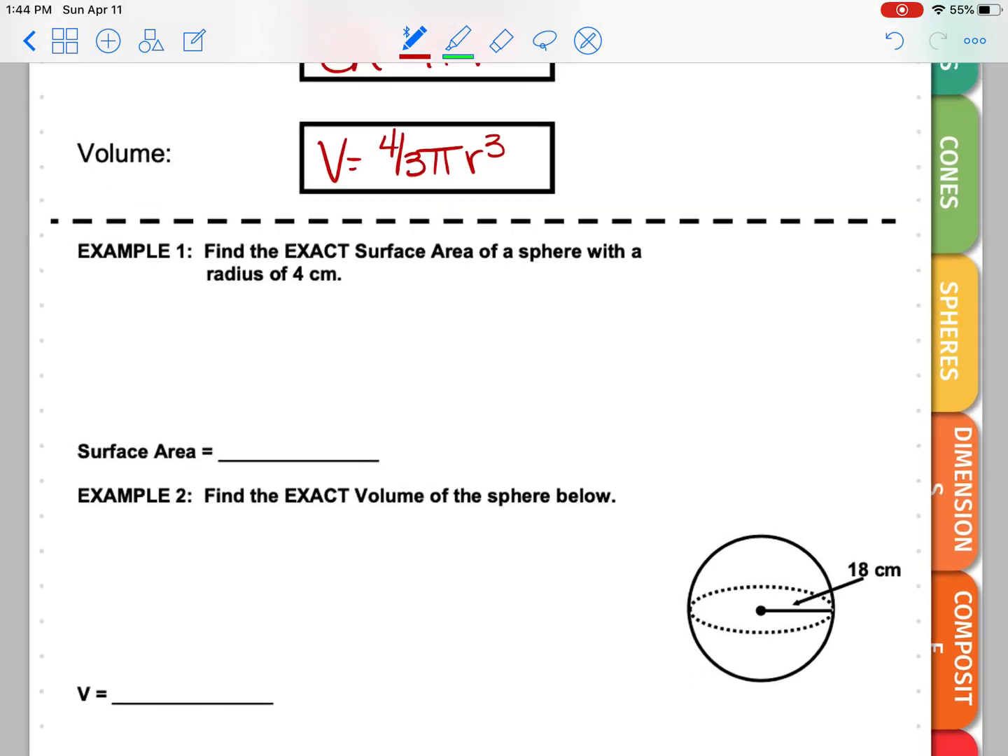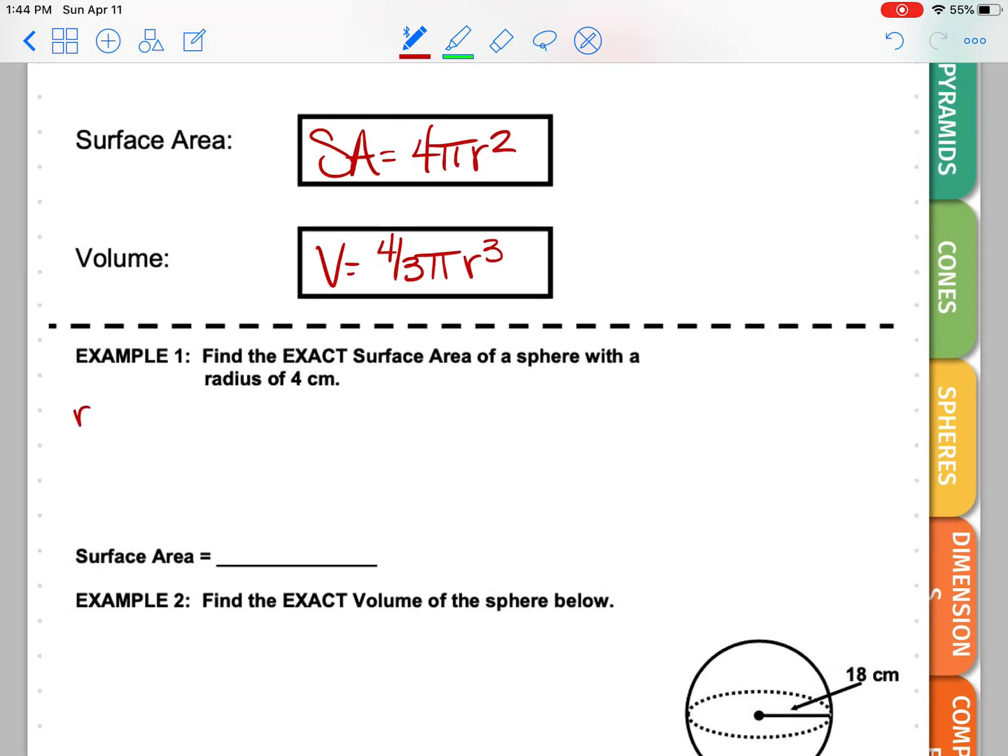All right, so let's look at the first one. Again, the only variable that you have to worry about is your radius. And if we read here, find the exact surface area of a sphere with a radius of 4. And they said exact, which means pi is going to be in our answer, not in the calculator. So surface area formula is 4 times pi times our radius squared, so 4 squared. So in your calculator, we would say 16 times 4 times pi. 16 times 4 is 64. 64 pi would be our surface area. And we're working with centimeters.